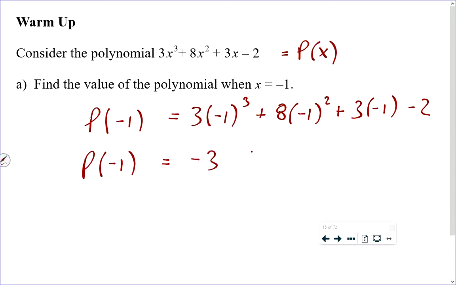The second term will be positive 8 because negative 1 quantity squared is 1, and 1 is positive, times 8 is still positive. 3 times negative 1 is negative 3, and then we have minus 2. Capiche? Okay, so what does that equal? Well, whenever I add numbers together, I always like to add all the negatives together and add all the positives together and add a positive and a negative. And when I add the negatives together here, I get negative 8. You can add them however you want. I don't care. But I get negative 8 plus the 8, I get 0. And that's significant.